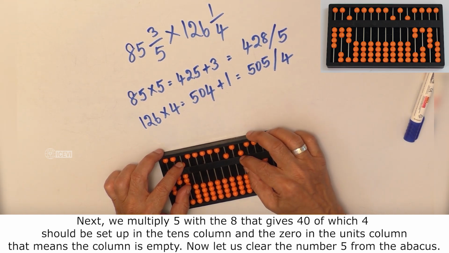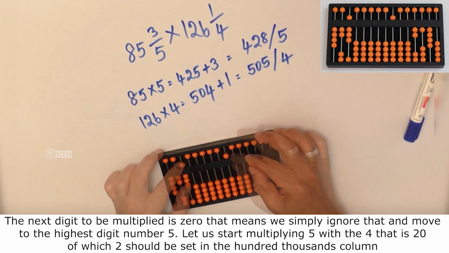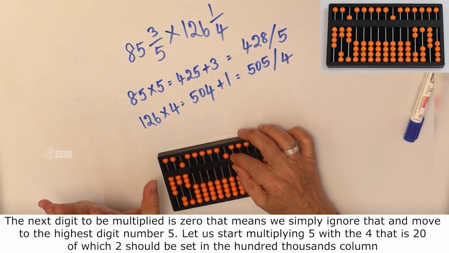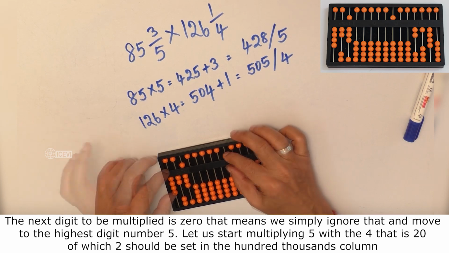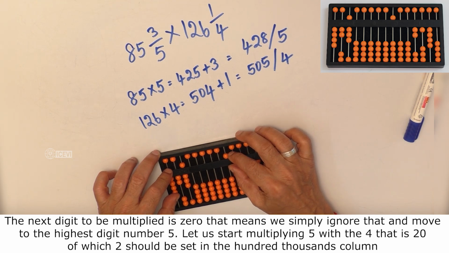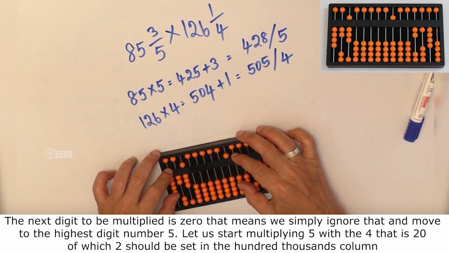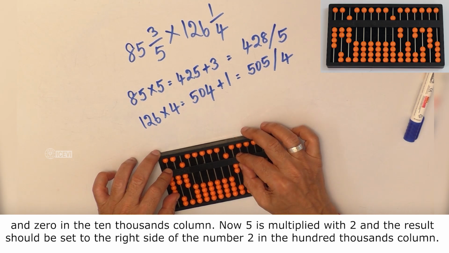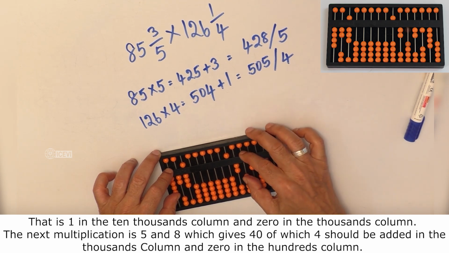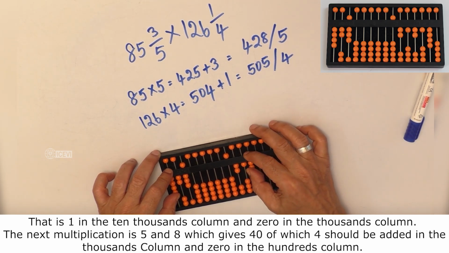Now let us clear 5 from the abacus. The next digit to be multiplied is 0. That means we simply ignore that and move to the highest digit 5. Let us start multiplying 5 with 4, that is 20, of which 2 should be set in the 100,000th column and 0 in the thousands column. Now 5 is multiplied with 2 and the result should be set to the right side of the number 2 in the 100,000th column, that is 1 in the 10,000th column and 0 in the thousands column.